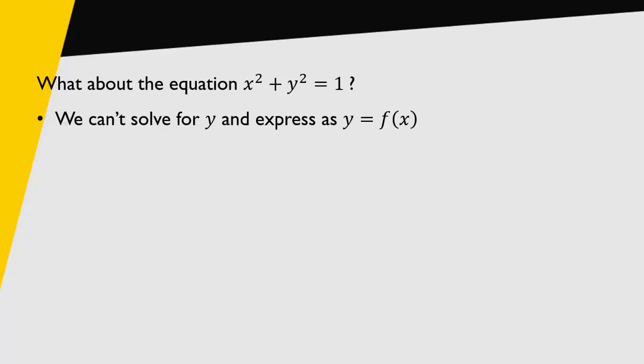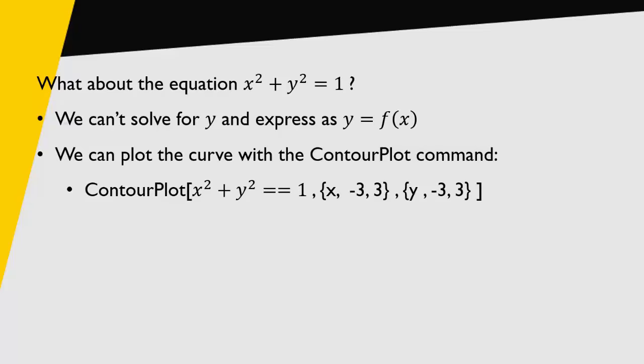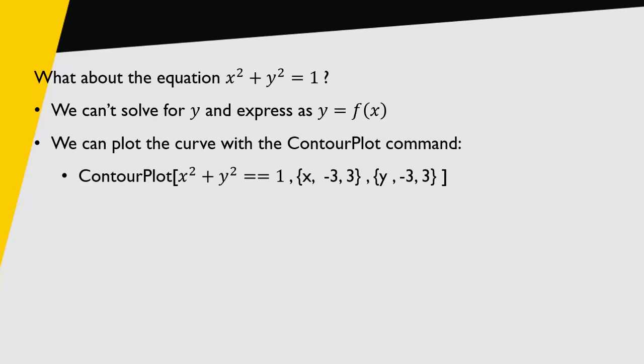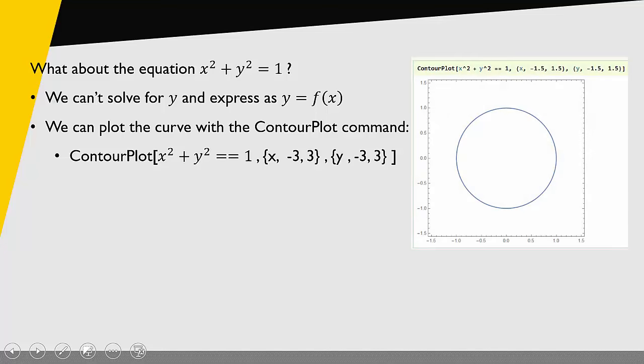Now you learned earlier in this module that we can still visualize this equation, this curve. We can plot it using the contour plot command. The first argument of the contour plot command is actually the full equation that we're working with. And then we just specify a range for x and a range for y. And so we can actually see an example of this right here. So here we have the example of the contour plot, and you can see that if I put in certain x values, I'd possibly get two different options for outputs y.